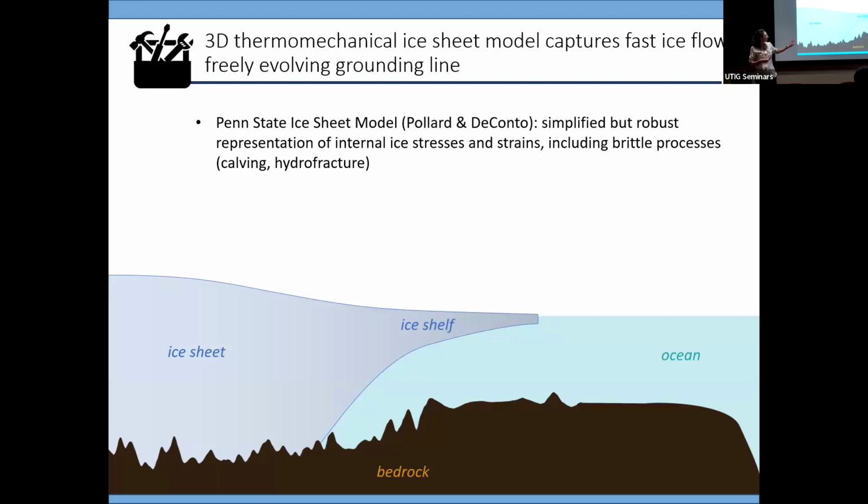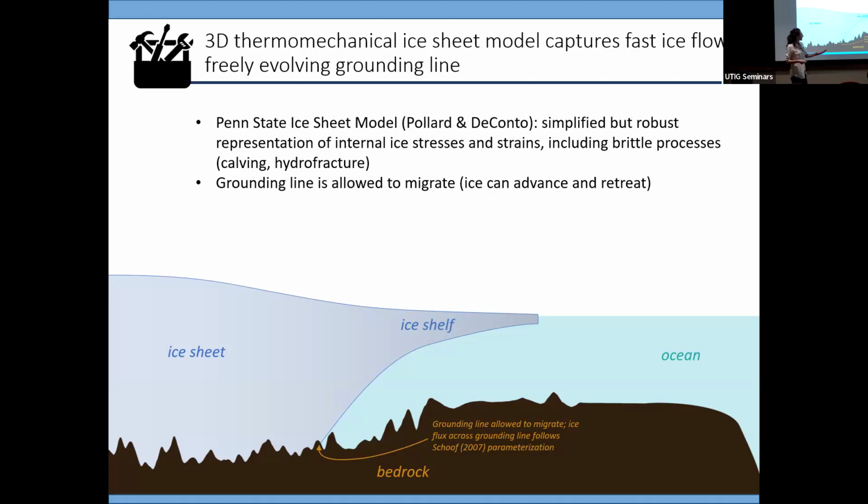The Penn State ice sheet model is my primary tool. It represents the thermal and mechanical evolution of ice sheets and ice shelves. A key feature here is that this grounding line is allowed to move so it can respond to the forcings that we apply to the ice sheet. So ice advances and retreats.